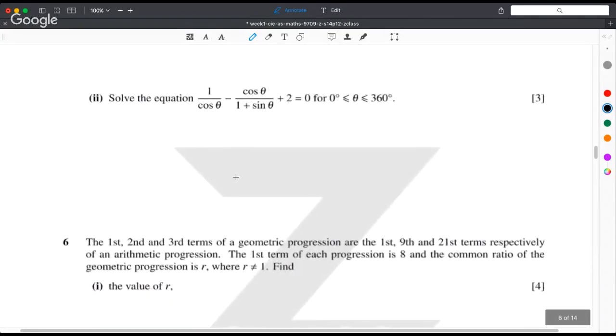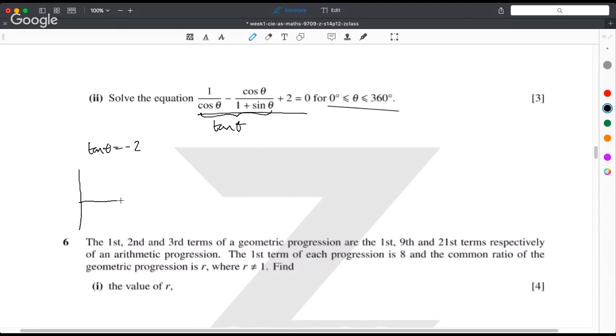Okay, so now they want us to use this information to solve this equation. So we know that this thing here is tan of theta, and it is equal to minus 2. So we have that tan theta is equal to minus 2. And we're told that theta is between 0 and 360.